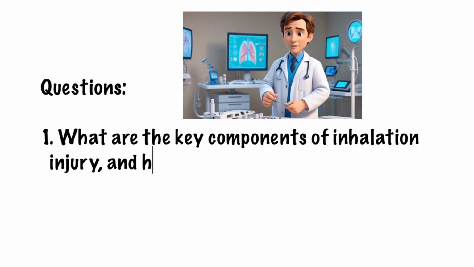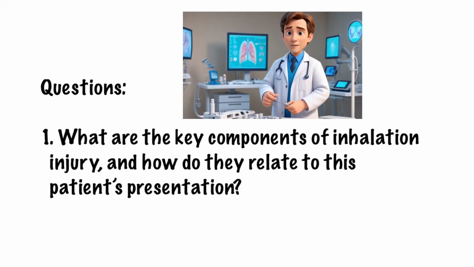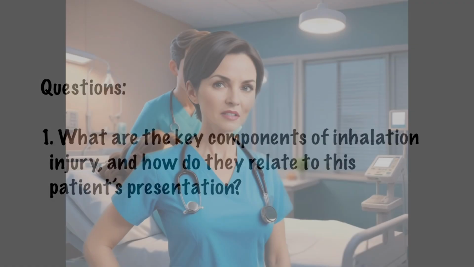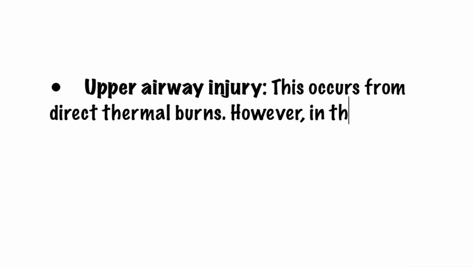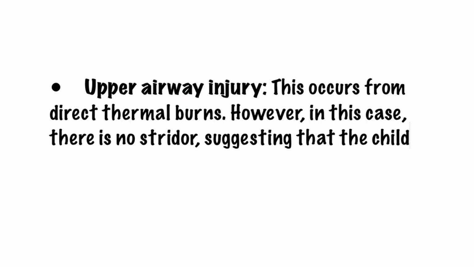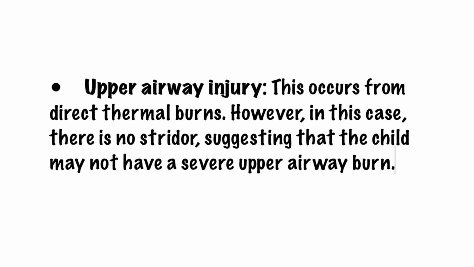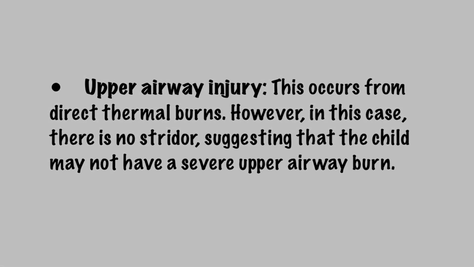Questions. 1. What are the key components of inhalation injury, and how do they relate to this patient's presentation? Inhalation injury can be divided into three main components. Upper airway injury. This occurs from direct thermal burns. However, in this case, there is no stridor, suggesting that the child may not have a severe upper airway burn.